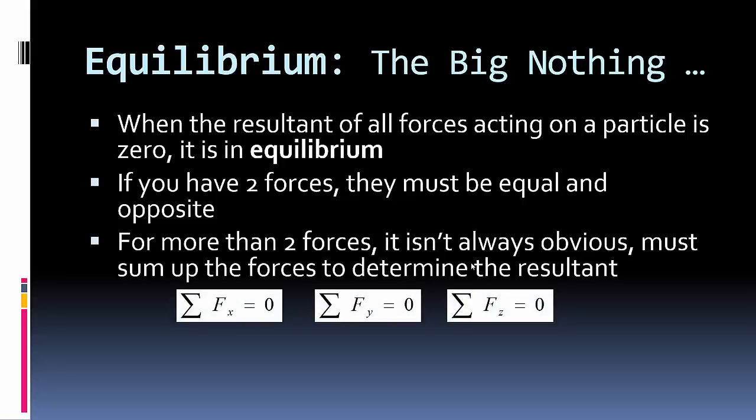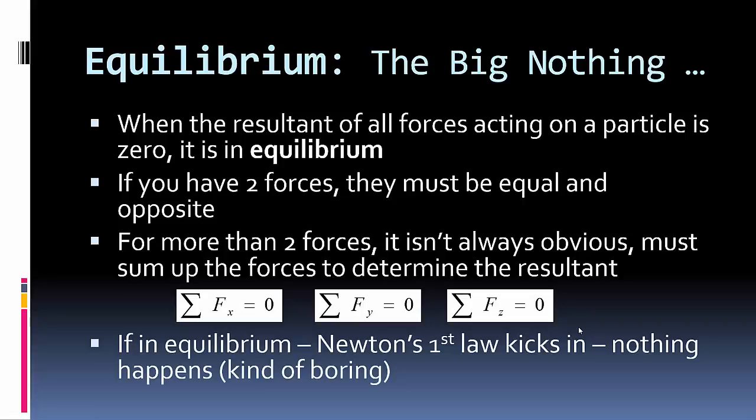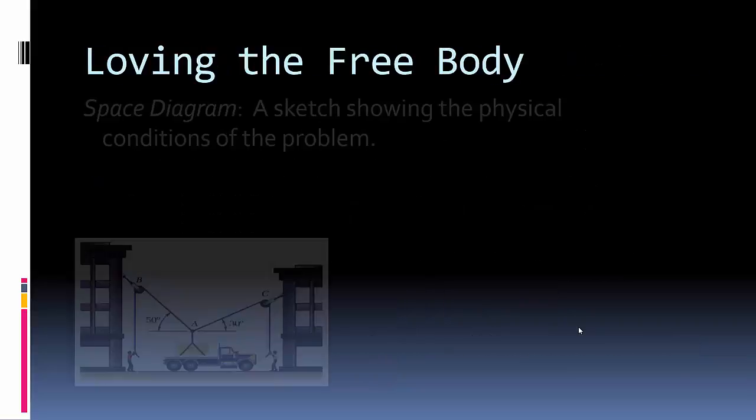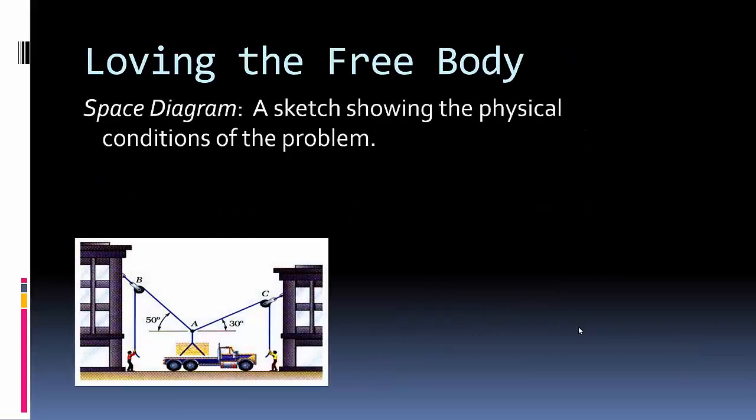And so you have to sum up the forces to determine the resultant. Specifically, you have to sum up the forces in x, and they have to be equal to 0. The sum of your forces in y must be 0, and the sum of your forces in z must be 0. If that's the case, if all your forces add up to be 0, then it is in equilibrium, and Newton's first law kicks in, which means that the sum of the forces is 0, so nothing happens. Kind of boring. To figure out these problems, we're going to be using a free body diagram.